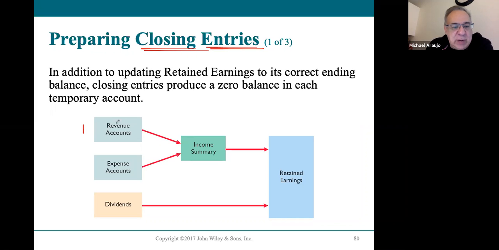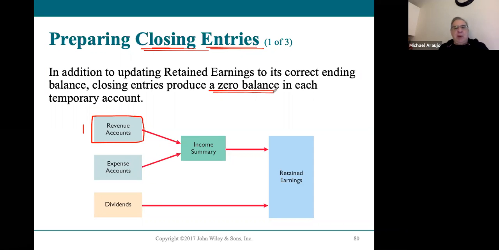The very first thing we do is we close our revenue accounts to 0. Now, when you close an account, you're simply getting the account balance to 0. For example, if you have $1,000 in your savings account, how do you get it to 0? You take $1,000 out. Well, in accounting, the same thing happens. How do we get sales revenue or service revenue to 0? In order to get any account to 0, both the debit side and the credit side need to equal. Thus, the balance is 0, right?